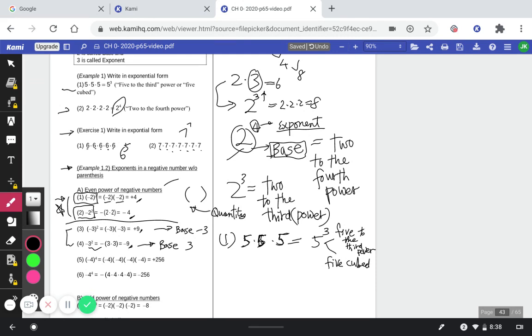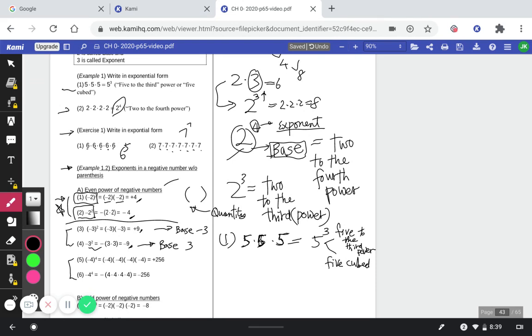So make sure you recognize whether you have parentheses or not, because they give you different answers. Now, I'm sure you've mastered this by now. So compare number 5 and number 6. How do you read number 5?